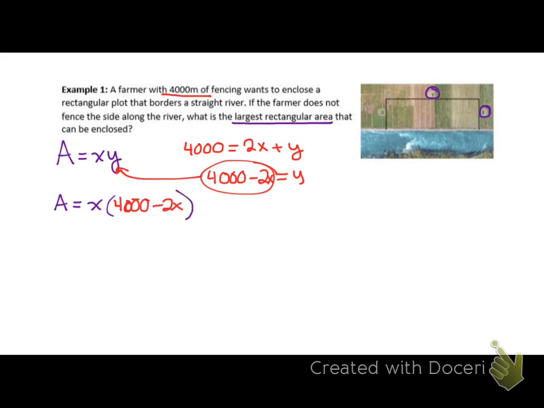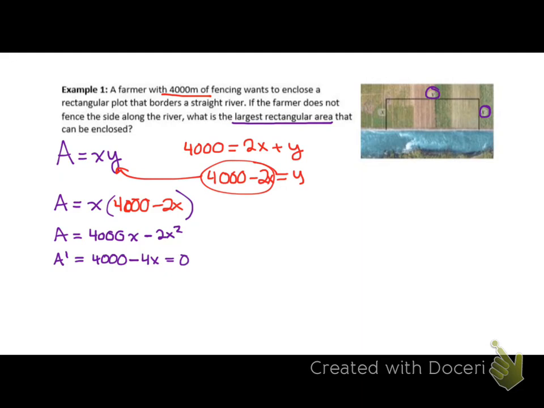Now there's two ways you can do this. You are going to have to take the derivative. So we can either leave it like this and use the product rule, or we can distribute things out and just use the power rule, which is much faster and easier. So A actually equals 4,000x minus 2x squared. I need to find A prime. So we get 4,000 minus 4x, and that's what's going to equal 0.